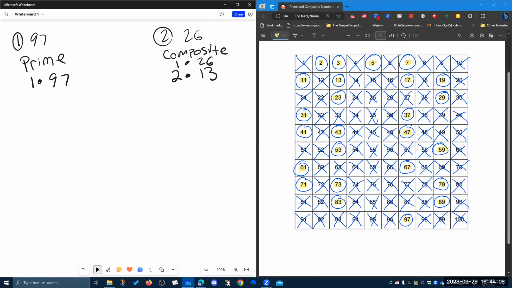All right, that's it for this video on prime and composite numbers. Just 2 examples here. We're going to come back next time and talk about the prime factorization of a number. So we're going to break down composite numbers into their prime factors. So we'll be using this chart again to help us know what prime numbers are so we can find the prime factorization of a number. All right, see you for the next video.